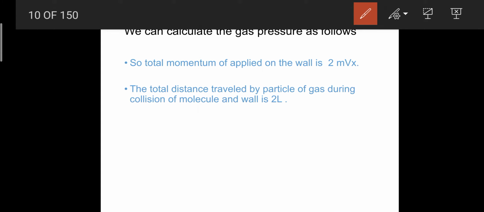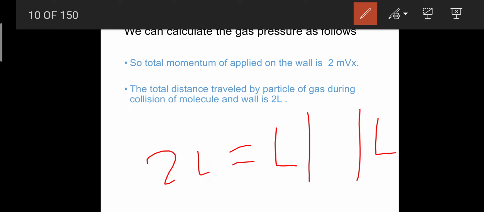I don't have to write it again. Then total distance traveled by particle during collision of molecule, it is going to be 1/2 by 1/2. फर्स्ट साइड पे जाएगा, फिर दूसरे साइड पे आएगा, फर्स्ट साइड सेकंड साइड. इसकी वजह से ये बन जाएगा ये वाली, फिर ये वाली, तो ये बन जाएगा एल एल. It is going to be equal to 2l.